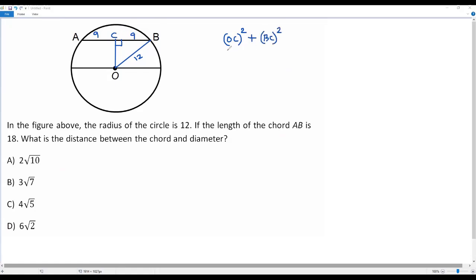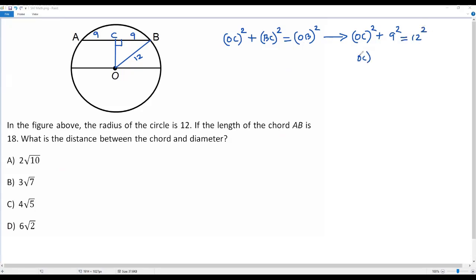Here I got the sum of the squares of the two legs of this right triangle OBC. That must be equal to the square of the hypotenuse, and that is OB square. Here we know that the length of BC is 9 and the length of OB is 12. We can plug in 9 and 12 for BC and OB respectively, and we have to get the length of OC, which represents the distance between the chord AB and the diameter. We can write OC square as it is, and for BC we can plug in 9, that is 9 square, and for OB we can plug in 12, that's the radius, 12 square.